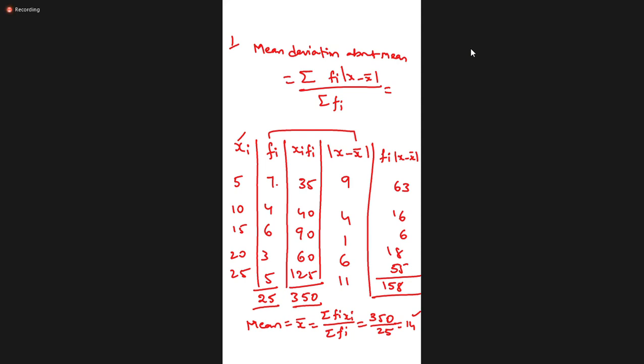So here it is 158 by 25. It will be 6.32, because 25 sixes are 150, no? Yes, 6.32. Correct. So this is how we have to do.